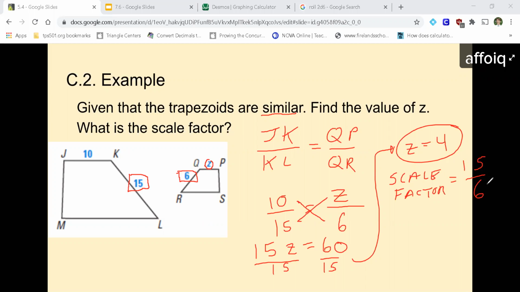Now 6 doesn't go into 15, so if I reduce it, I can divide both of them by 3. So to get my scale factor in lowest terms, you get 5 over 2. Or if you would have told me it's 2.5, that's fine too. This is your scale factor. If I take the smaller trapezoid and I multiply each of its sides by 2.5, it'll produce the larger trapezoid.